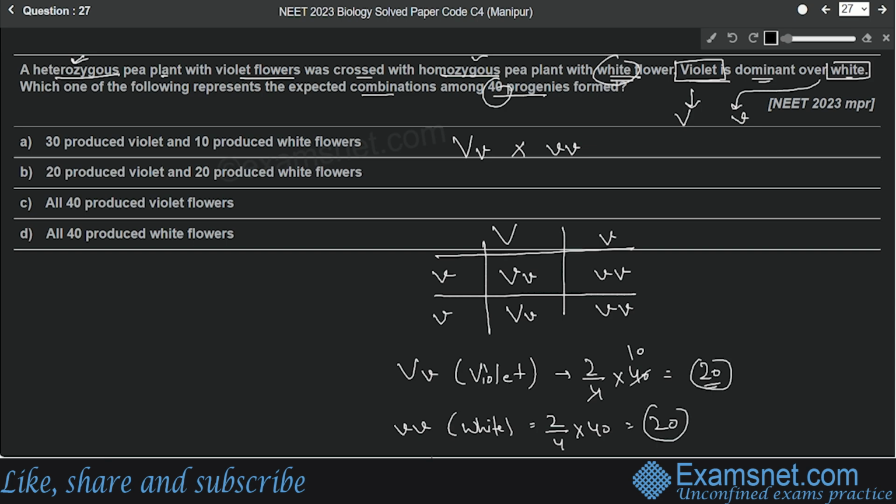Okay. So let's see the options. In the first option it is given 30 produced violet and 10 produced white flowers. So this is not true. Second option says 20 produced violet and 20 produced white flowers. Yes, this is correct. Option C is all 40 produced are violet colors. This is incorrect. And the last one, all 40 produced white flowers. This is also incorrect. So the only correct answer is option number B.